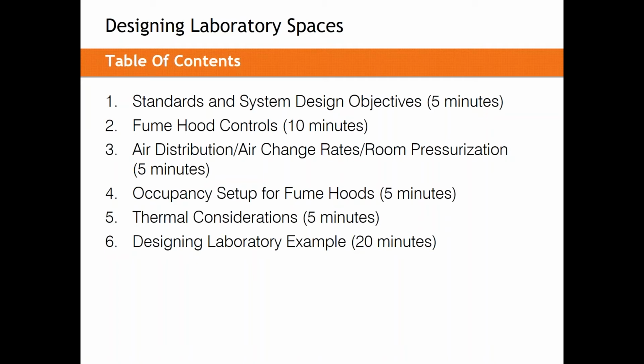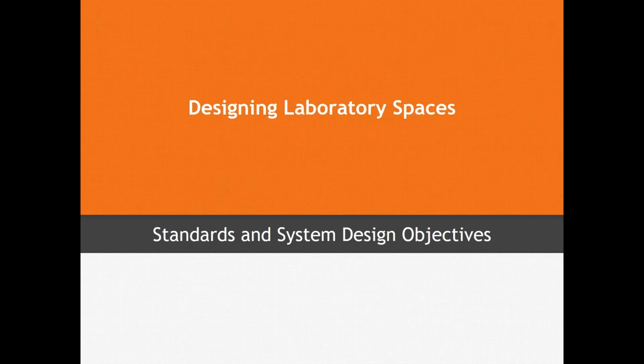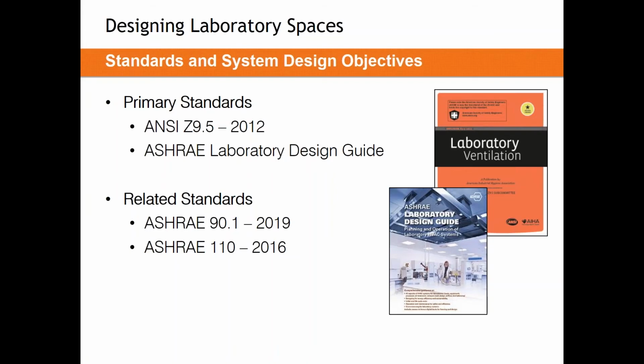timing pretty tight. We're going to spend about 5 minutes on standards and system design objectives. Really, what are our goals? Then we're going to spend about 10 minutes on fume hood controls and how to design those. We'll spend a little bit of time after that on the actual air distribution and room pressurization inside the laboratory. We're then going to cover occupancy within the laboratory. We're then going to talk about thermal considerations. And finally, we're going to spend a bit of time on working through an actual fairly simple example about how to design a lab. Now, with no more ado, let's dig right in here.